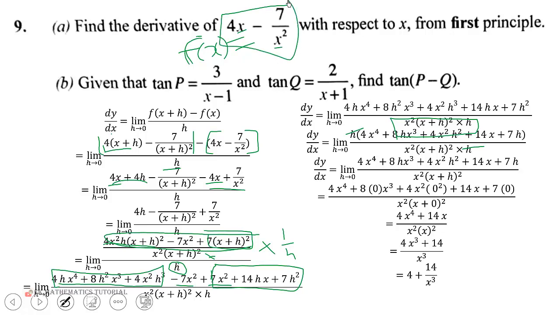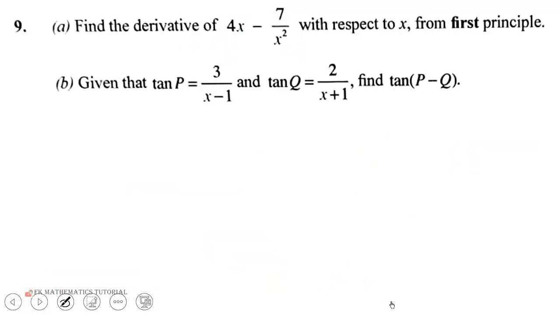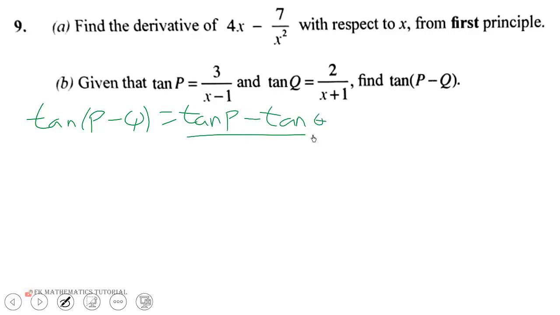So that is dy dx for you from first principles. Now the second part, the b part, says that given that tan p is equal to 3 over x minus 1 and tan q is equal to 2 over x plus 1, find tan p minus q. So recall that tan p minus q is equal to tan p minus tan q all over 1 plus tan p tan q.